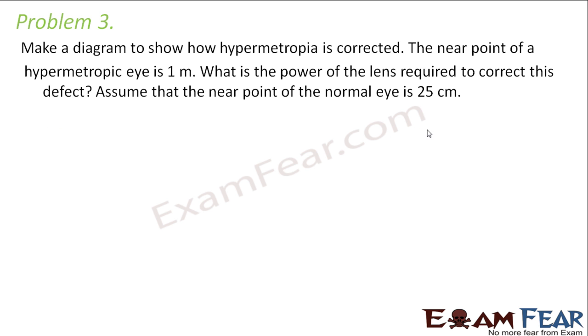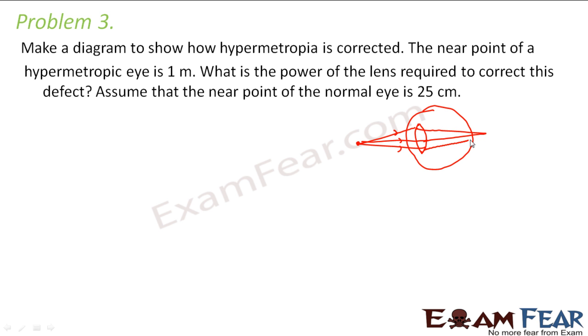So what happens in case of hypermetropia? Hypermetropia is farsightedness. That means you are able to see distant objects clearly, but you cannot see nearby objects clearly. So in this case, let us suppose there is an object here. The rays of light coming from here, they converge much beyond the retina. So the image is formed here. This is the defect of hypermetropia.